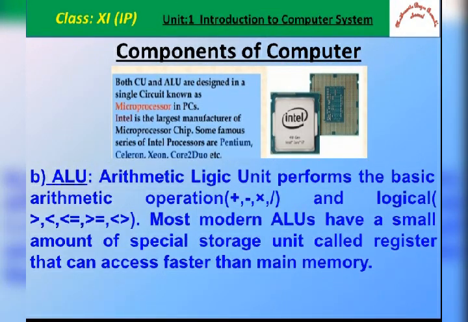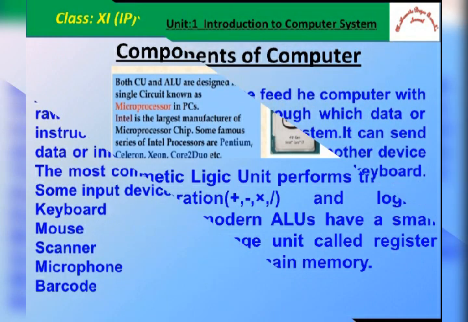In the CPU, one more device is here, that is the register. These are high speed temporary storage areas found in most CPUs, found mostly in modern ALUs, having a small amount of special storage unit, and that is called the register, and that can be accessed faster than the main memory.